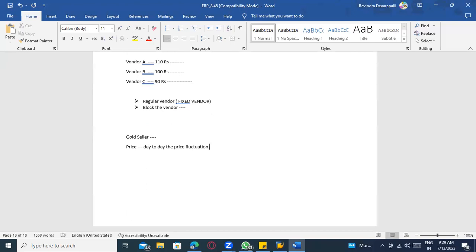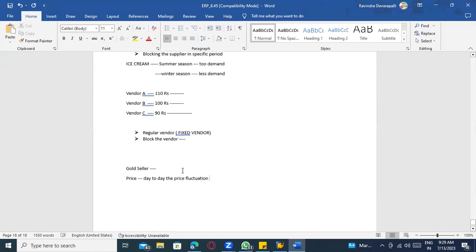Okay, so fluctuation is there. So every time going and changing the info record or changing the PO for each and every purchase order, it is very difficult, right? So what I will do, I'll be maintaining the condition record. Condition records have the pricing conditions, which we are defining the price for a specific period.